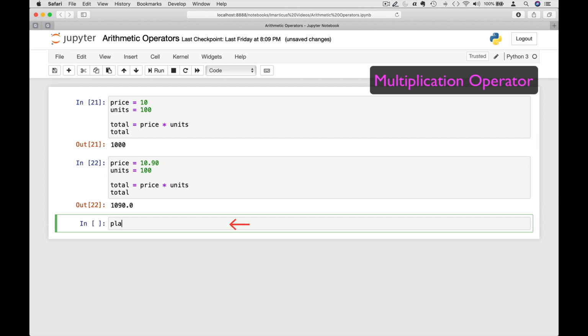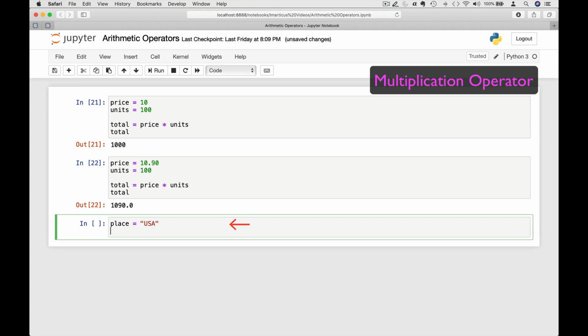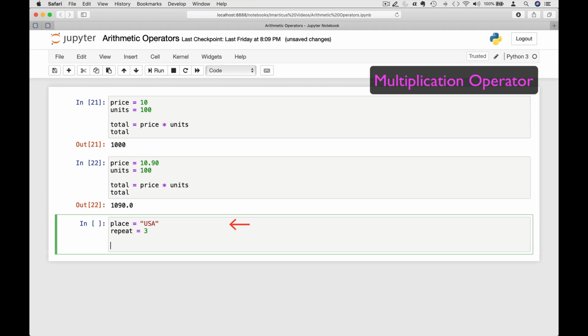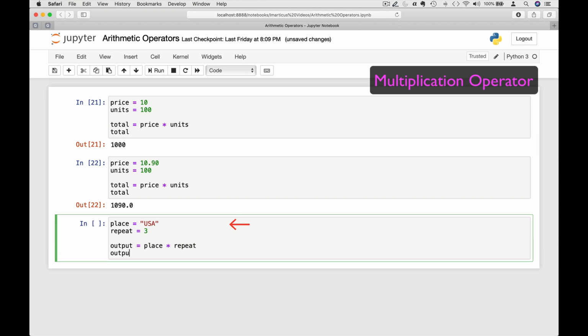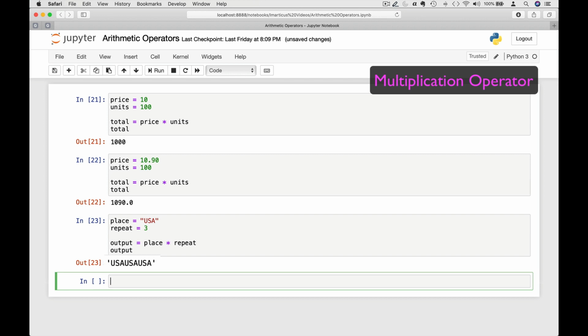Say we have a place, and we say place is USA, and I say repeat is equal to 3 times. Now, can we see what is the output of place multiplied by repeat? We see that USA got repeated thrice. This is how the multiplication will behave on a string variable. It simply repeats a number of times.